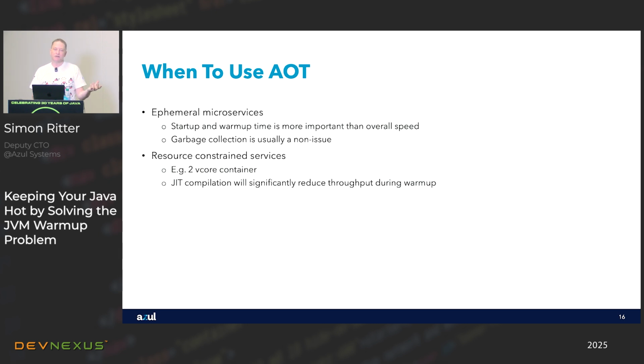If you're running a container that's got 2 vCores, then JIT compilation will have a significant impact on your overall performance level, because whilst you're doing warm-up, you're going to see one of those vCores doing nothing but compilation and one of the vCores doing application work. So effectively, you're going to see a 50% reduction in throughput whilst you're doing your warm-up, and you're going to have to do that warm-up at the same time. So AOT does make sense in those situations.